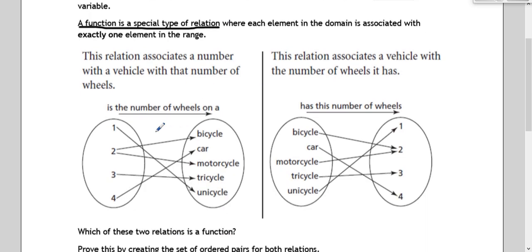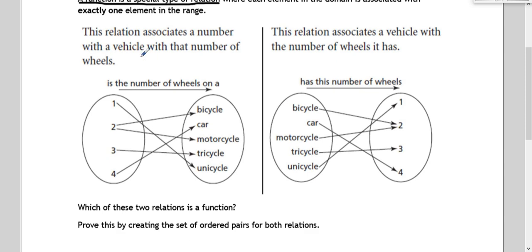This relation on the left here associates a vehicle with the number of wheels, and this relation on the right associates a vehicle with the number of wheels it has. So which of these two relations is a function? Prove this by creating a set of ordered pairs for both relations.